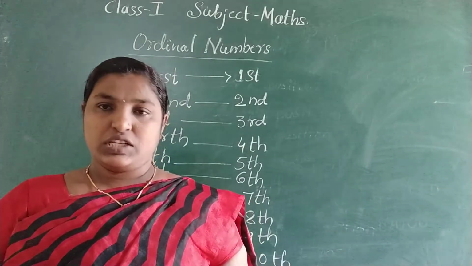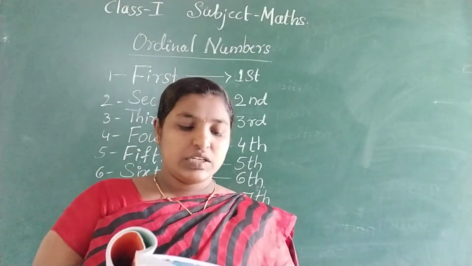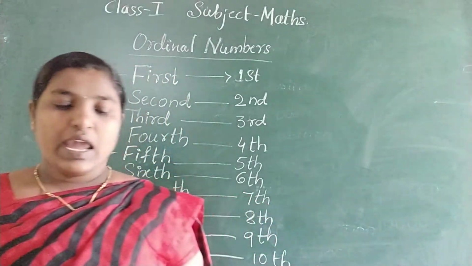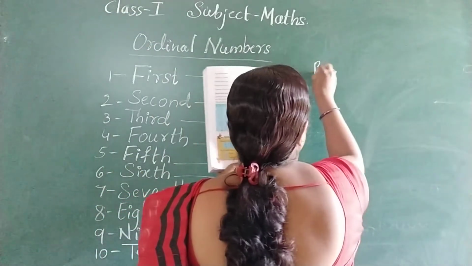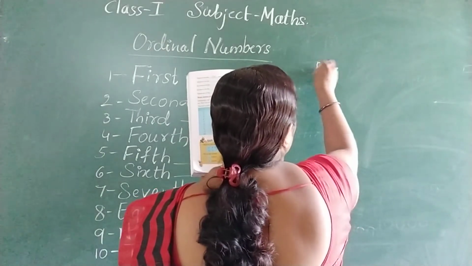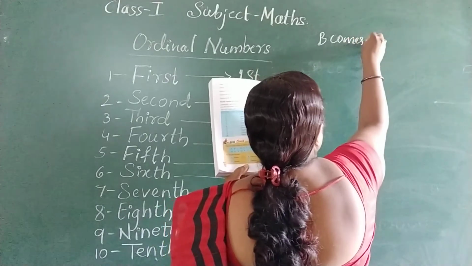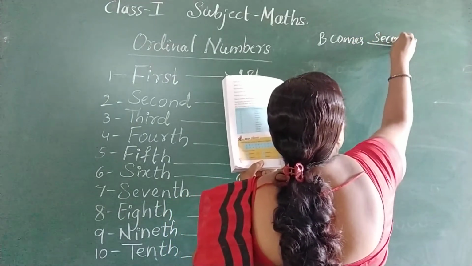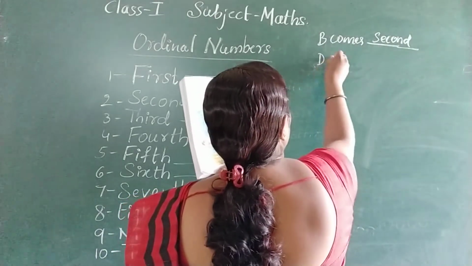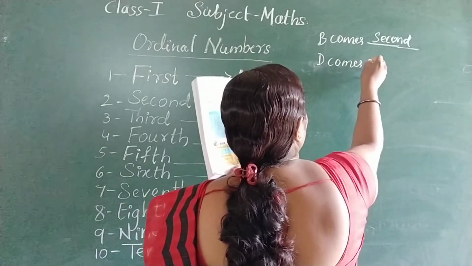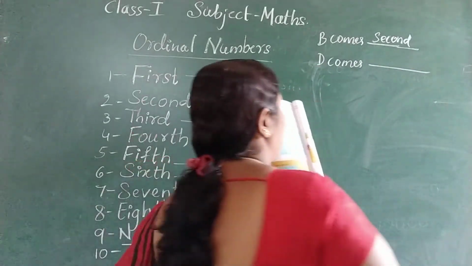Now quick checks. Observe the order of letters in the English alphabet. Fill in the blanks. A comes first. B comes second. Then D comes, which number is D? A, B, C, D. 4th.